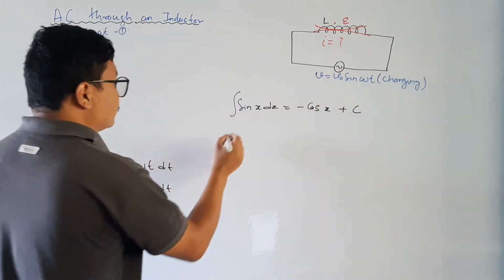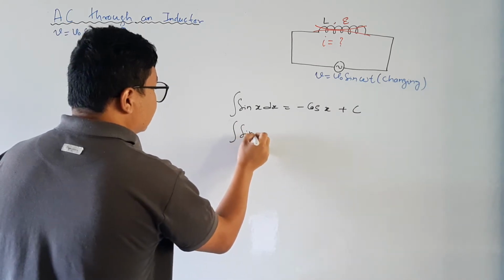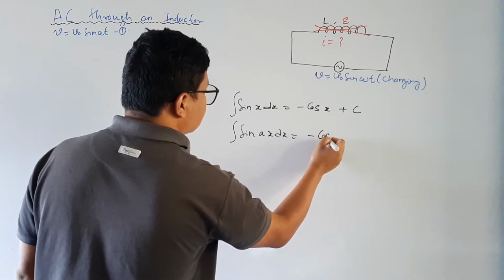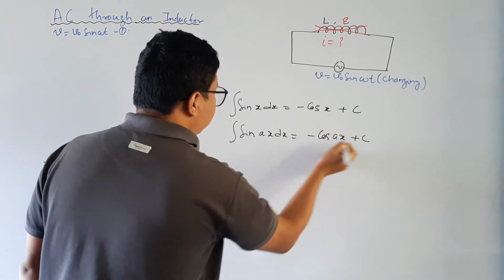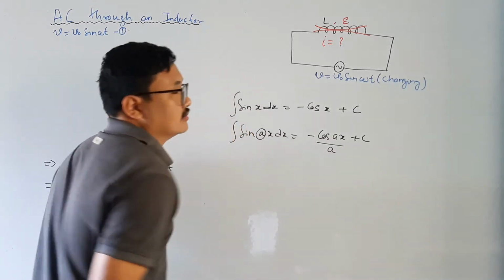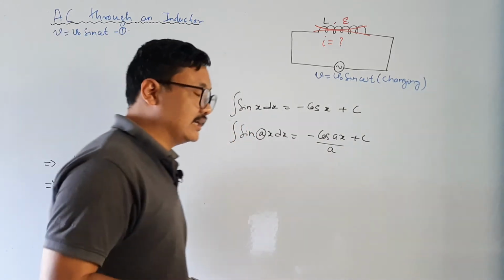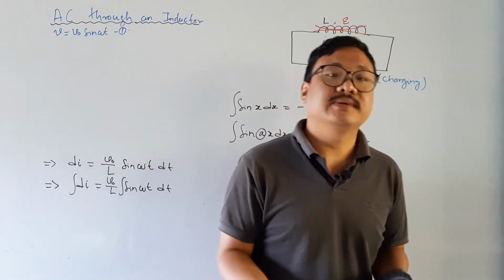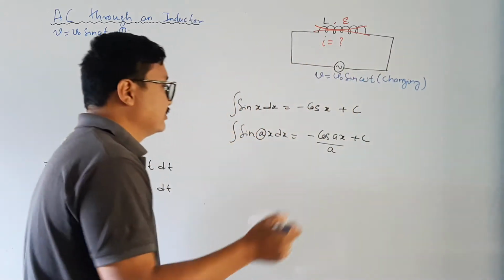So another formula of this is the integral of sine ax dx will be equal to minus of cos ax by a plus c. There is this a, so this a will come in the denominator. These are just the integral identities that we have actually done in class 11 as well as in class 12 mathematics. Okay, integral calculus.